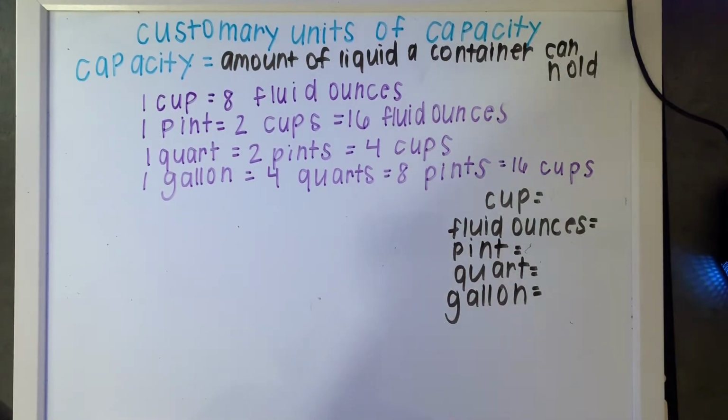Boys and girls, for our math lesson today, we're going to be looking at customary units of capacity. Yesterday we had talked about customary units of length. Customary units are the units that are most commonly used in the United States. And capacity means the amount of liquid that a container can hold.